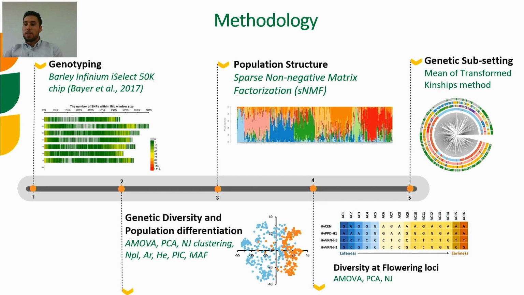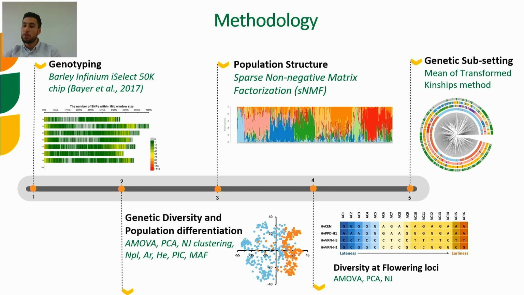The Global Barley Panel was genotyped using the Barley Illumina iSelect 50K chip. And in order to estimate the genetic diversity and differentiation within the Global Barley Panel, we conducted a principal component analysis, neighbor joining clustering, and analysis of molecular variance. Also, we used the sparse non-negative matrix factorization algorithm implemented in the LEA R package to calculate the individual admixture coefficient.